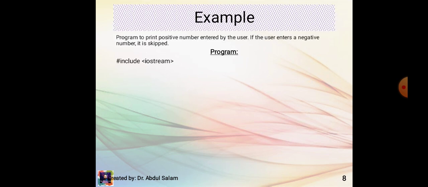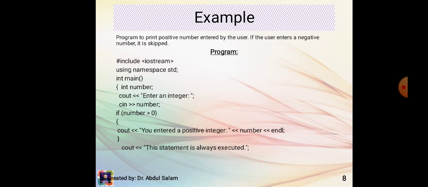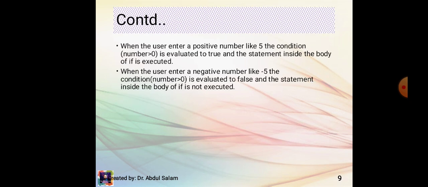Here is an example: program to print a positive number entered by the user. If the user enters a negative number, it is skipped. Here is the use of the if statement. When the user enters a positive number like 5, the condition number greater than 0 evaluates to true and the statement inside the body of if is executed. When the user enters a negative number like -5, the condition number greater than 0 evaluates to false and the statement inside the body of if is not executed.